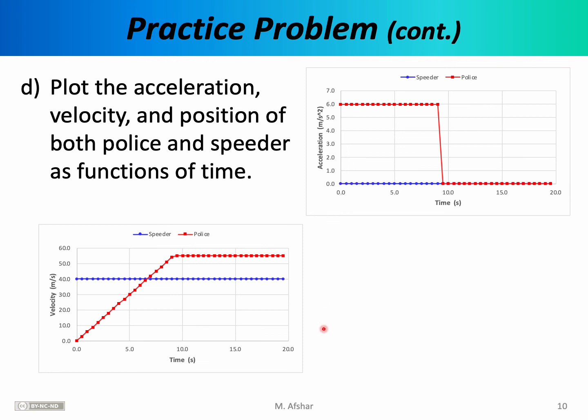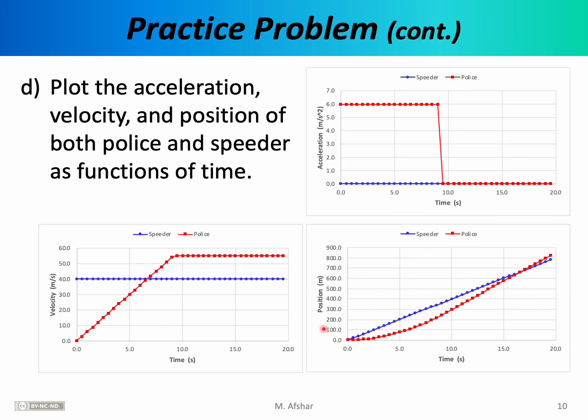What about the position? Well, the position graphs are probably the most complicated. The position graph for the speeder is shown in blue. You can see it's a straight line. The position is initially 0 and then it gradually increases. The speeder is traveling at a constant speed, so the slope of the blue line is constant. Since the speeder is traveling at 40 meters per second, every second that goes by, his position increases by 40. So he's going 40 meters farther every second that passes. And that basically results in this linear graph, the blue graph that's increasing here.